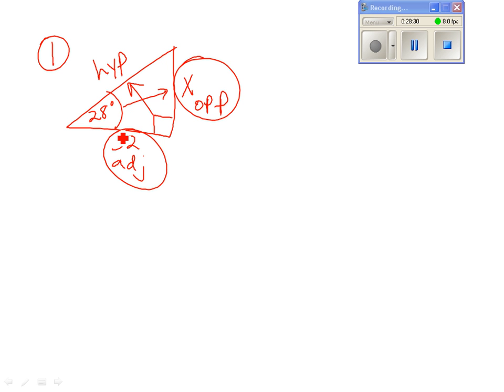Opposite and adjacent. Which trig ratio deals with those? Tangent. So we say tangent. What goes right after the word? Our angle, which is 28, equals something over something. X over 32. What do I do next? Over 1. Put a 1 underneath that.